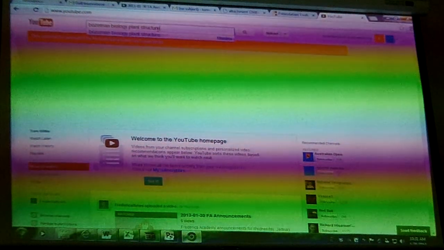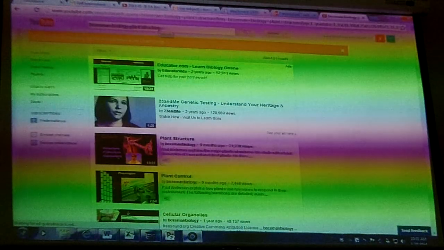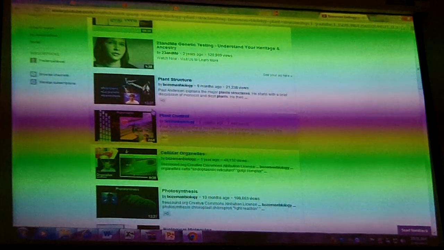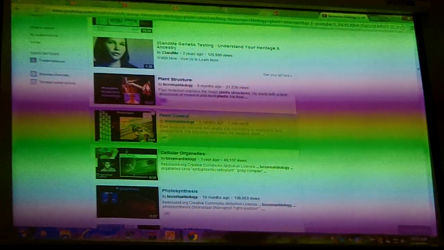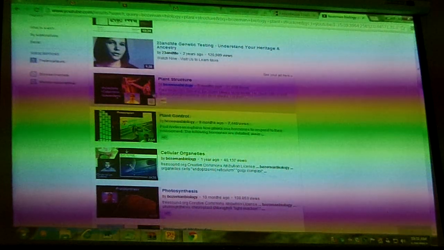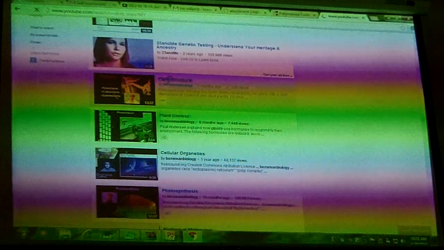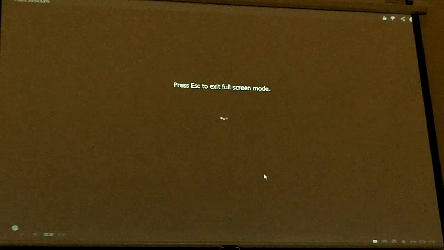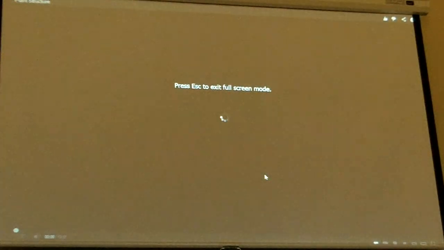So, plant structure. I type in Bozeman Biology plant structure, and you see this plant structure, 13 minutes. He does 13 minutes as a general view of the basic things you need to know about plant structure. Or maybe not, it's just a spinning circle. Oh, do the arrow keys, you can play. Push the arrow keys.